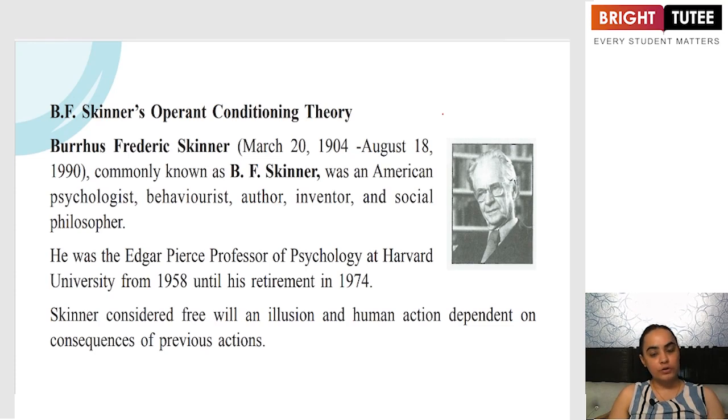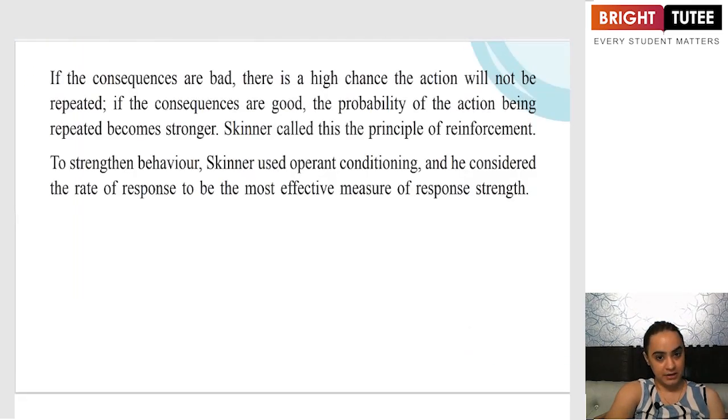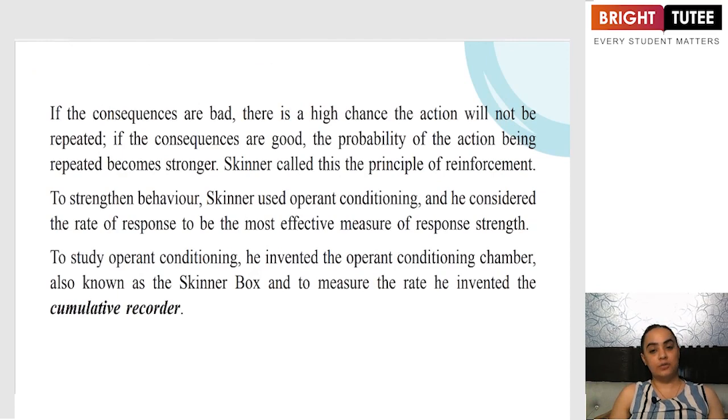Skinner always focused on the fact that human action is dependent on something that they've done previously. What they did previously, its consequences, impact the current actions of human beings. He believed that if the results of what we did in the past were bad, then there are chances for us to do something bad in the future as well. And if the result was good, then obviously our actions would be better in the future. This was known as the principle of reinforcement.